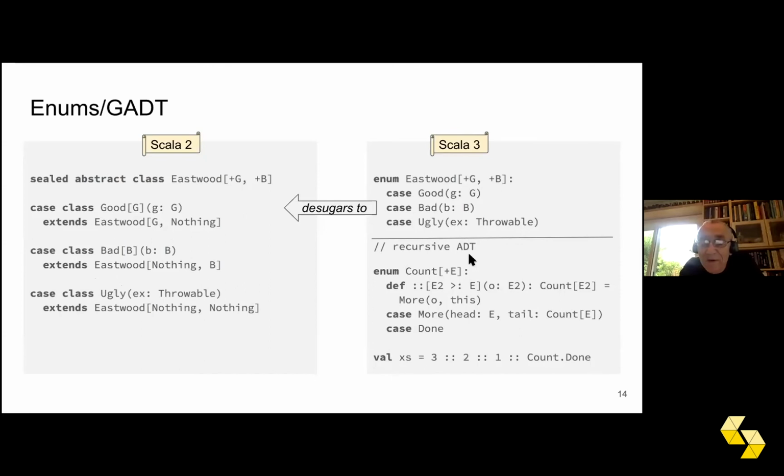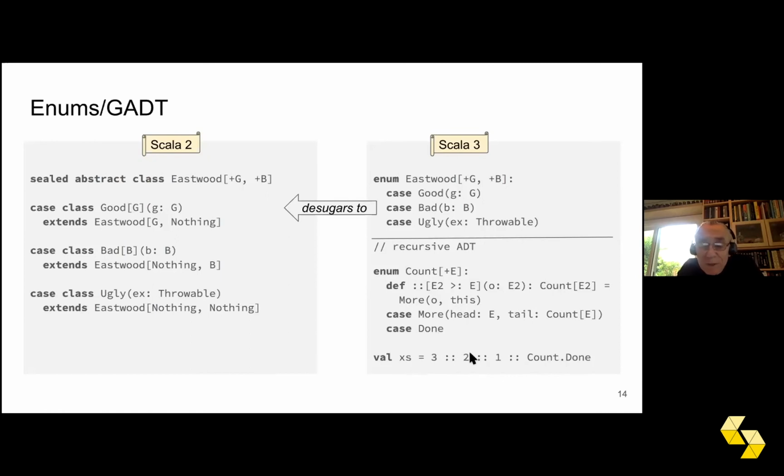So we can also have recursive ADTs. We define an enum Count with type parameter E, and define this when you take a value of E2, which is a supertype of E. Then we produce a Count of E2 by calling this constructor More. And More takes an E and takes a tail of Count of E and basically produces this. So we can build something like a list, 3, 2, 1, and Done, because Done is one of the values of Count.